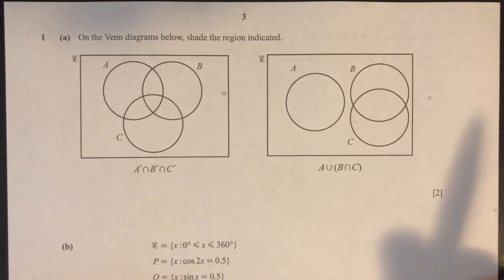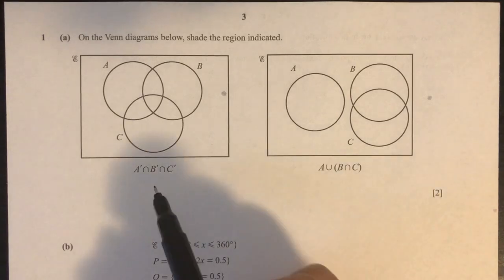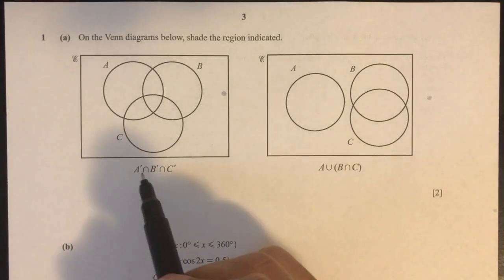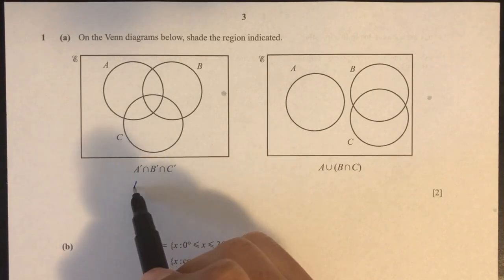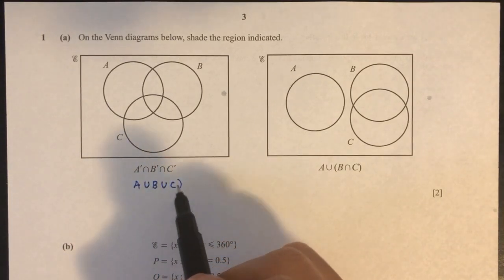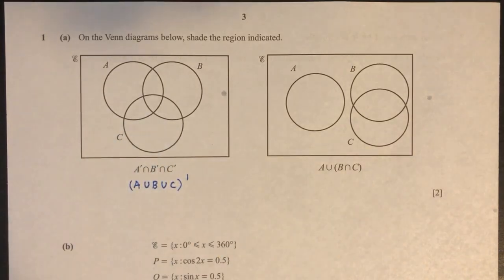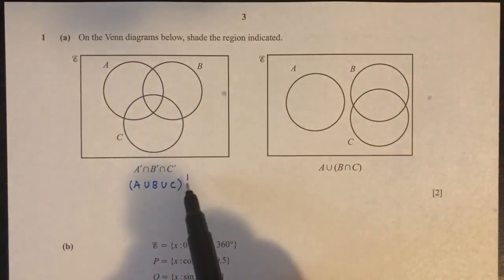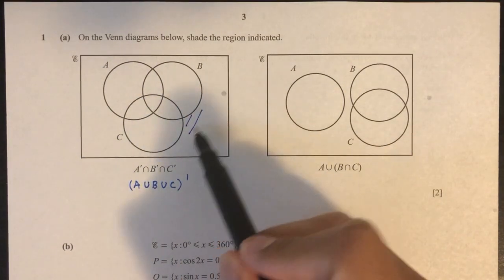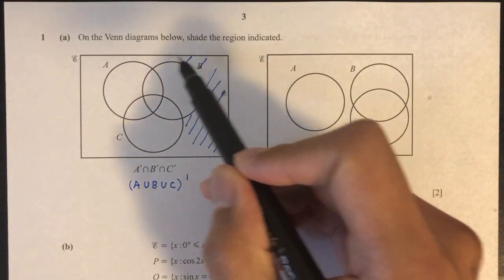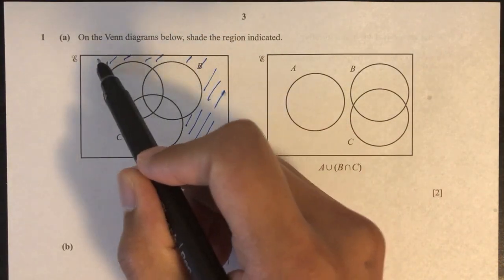So here we have part A. On the Venn diagram below, shade the region indicated. So what is this one? What we can do is take the prime out. So it will be A union B union C, that prime will be outside. This will be everything inside, prime will be outside. So we have to shade outside of A, B, and C. So everything outside.